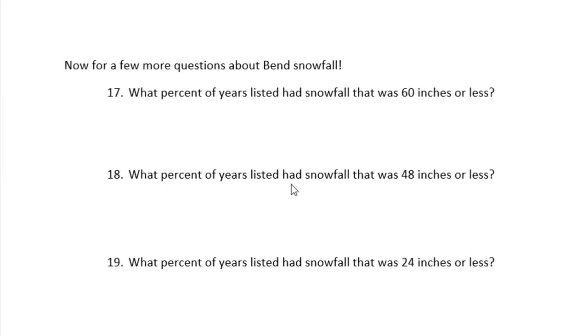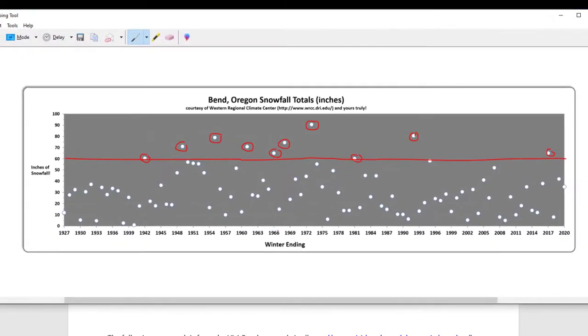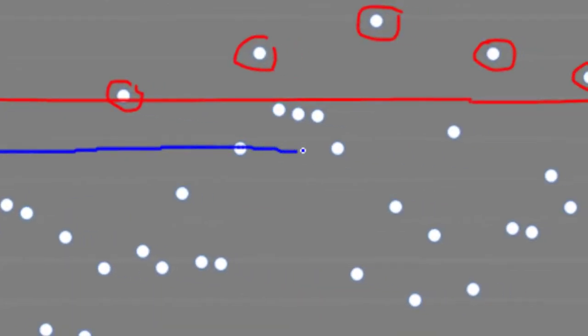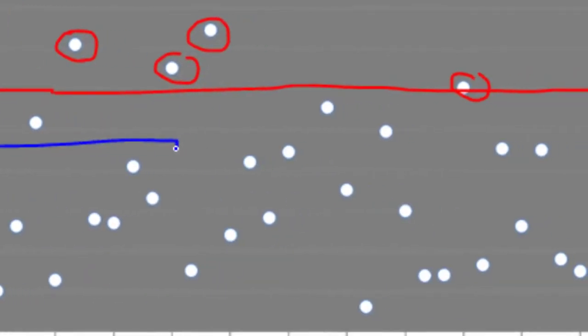What percent of years listed had snowfall that was 48 inches or less? So 60 inches was 5 feet. This is 4 feet. So 48 inches or less. Let's go back to that snip. Let's just use this again. We'll put another line in. Maybe I'll make it blue this time. And 48 is going to be right under 50, somewhere in here. I'll try to draw a straight line. And if you don't get this exactly, it looks like it goes through those two maybe.